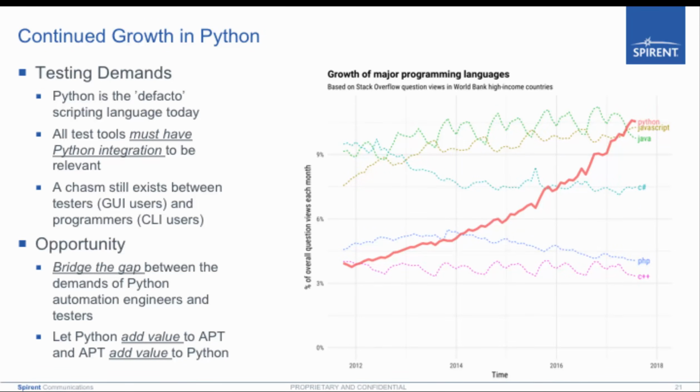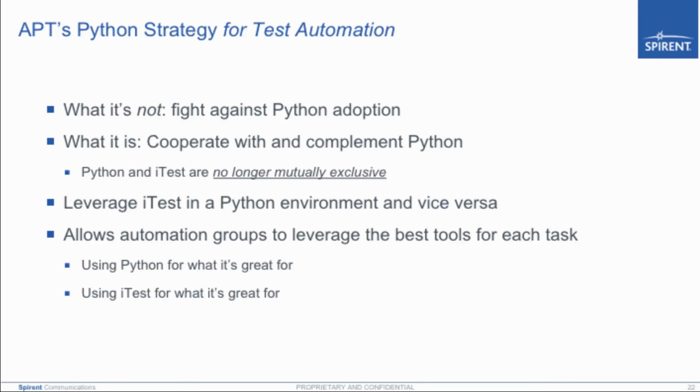Python is a very powerful scripting technology, and this integration known as Python SLC allows iTest to harness the power of Python, but most importantly, allows Python to harness the power of iTest. iTest's strategy is to embrace Python, to cooperate, and to complement Python. It should not be a mutually exclusive decision to either automate in Python or iTest. It should be that we can use Python to do what Python is great for, and use iTest to do what iTest is great for.